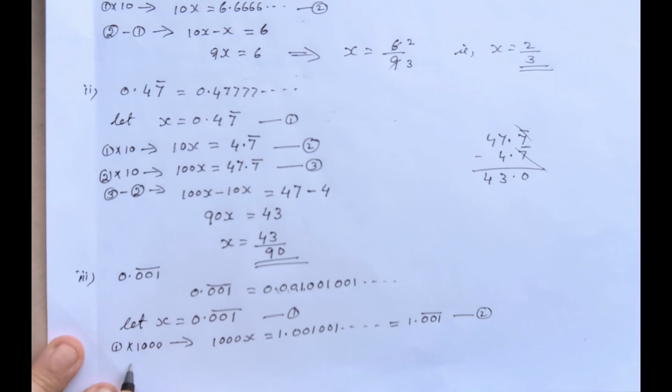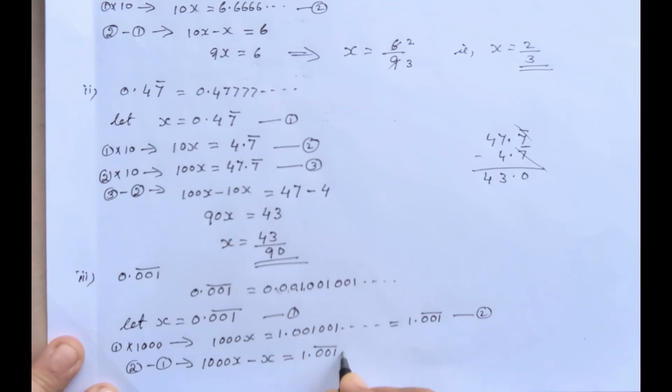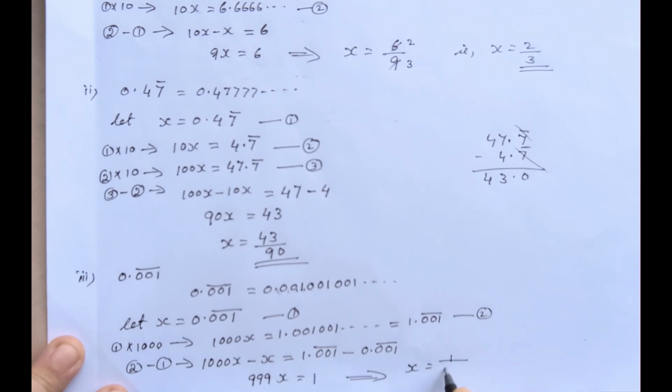Here also, equation number 2 minus 1 gives 1000x minus x, the left side of the first equation, is equal to, on the right side, 1.001 bar minus 0.001 bar. This decimal part will cancel. 1000x minus x becomes 999x is equal to 1, which gives x is equal to 1 by 999. That's the answer.